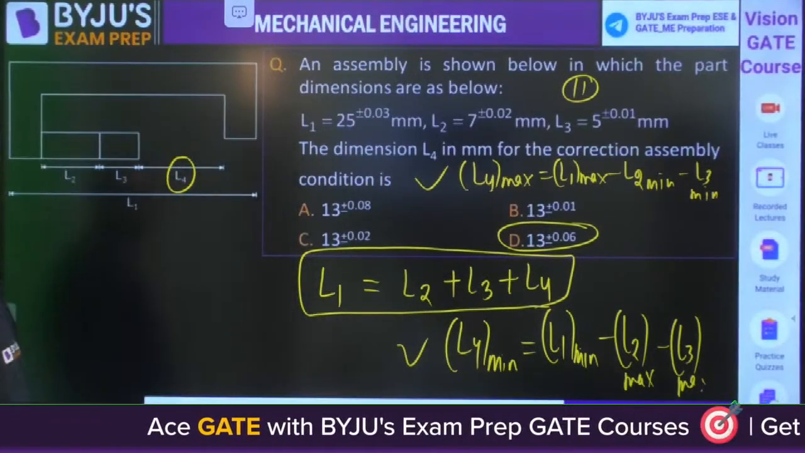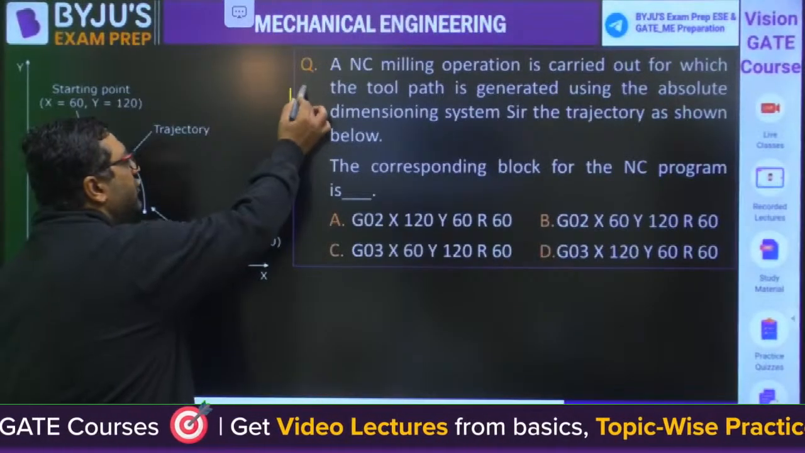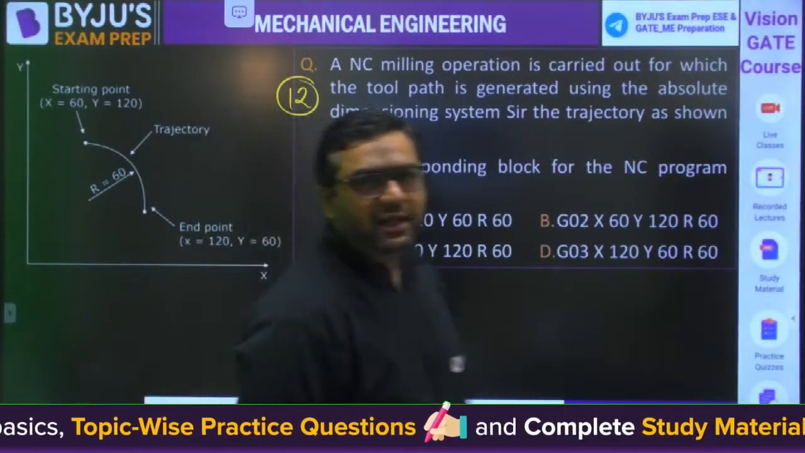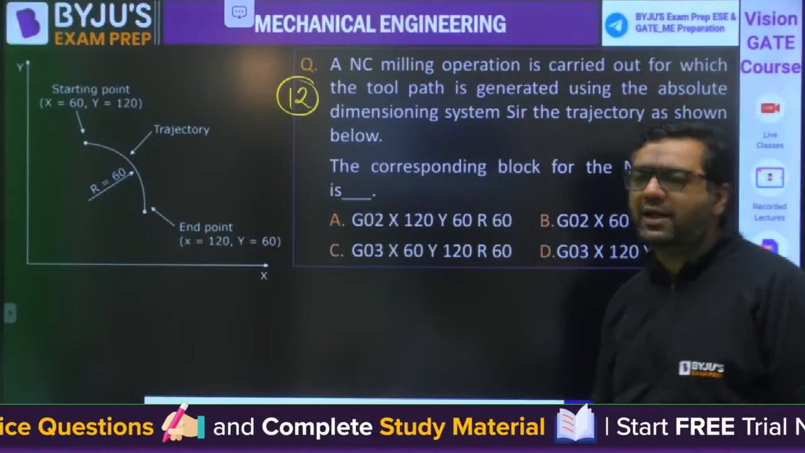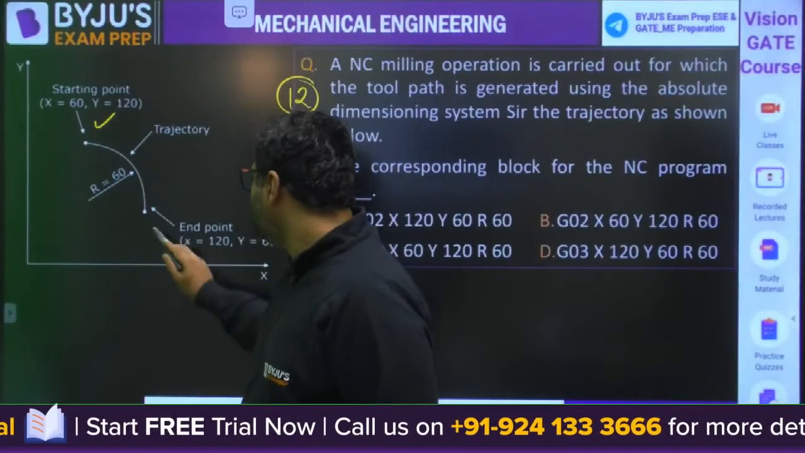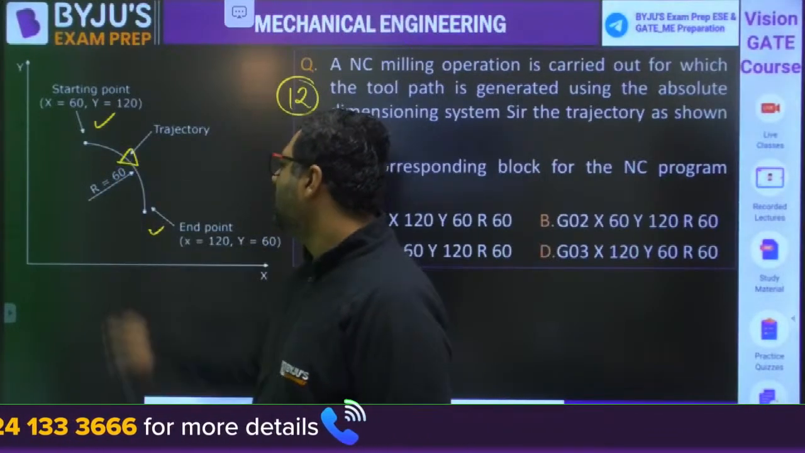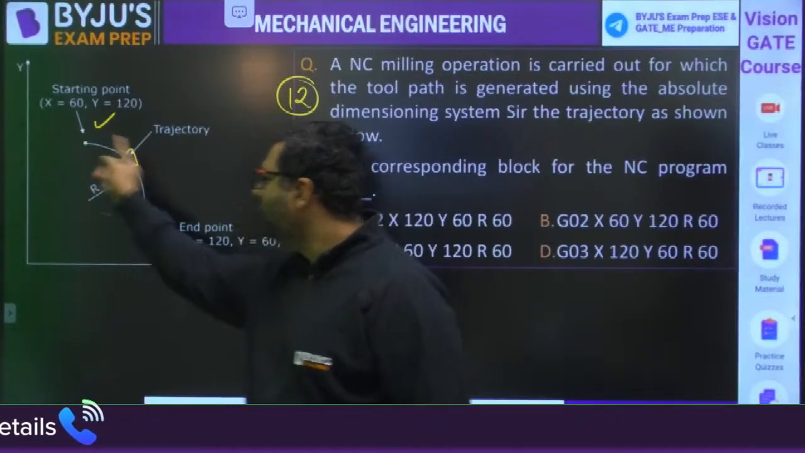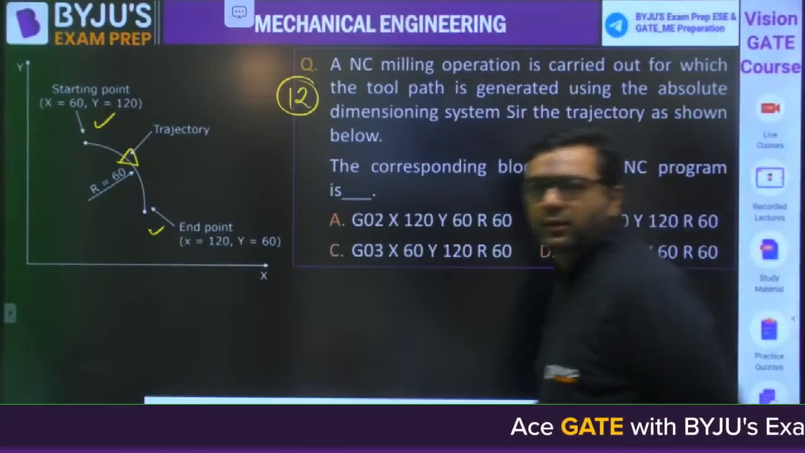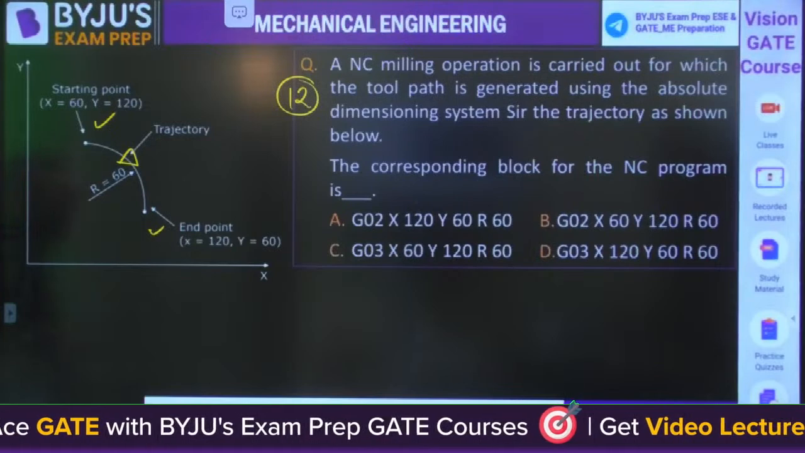Moving to question number 12. This is from NC. This is the easy question, like no calculations are involved. If you know about G codes, you can directly answer it. They are saying this is the starting point, this is the end point, this is the trajectory. So you are moving in this direction. This is clockwise, so you need to see which code is used for clockwise. Very good, Tushar. By that only you can answer this question.